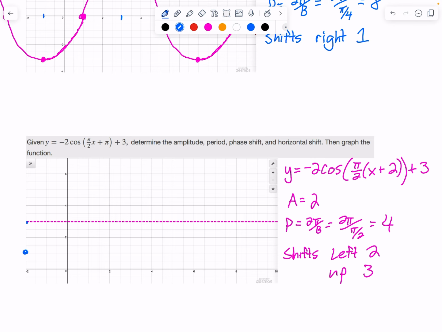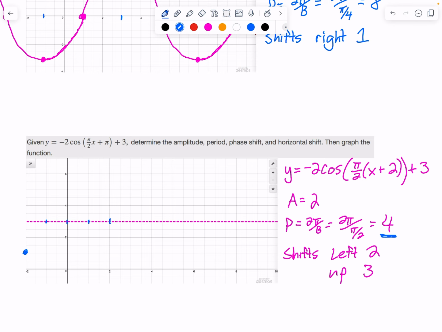So I know my graph's actually going to start here. Not the little point that I put there. But here. Okay, off the midline. And then I know it's got to go for 4 units. So I know it's here, here, here, and then that is where it should start repeating again. The negative does make it go down. That's why I started below the midline and not on the midline.